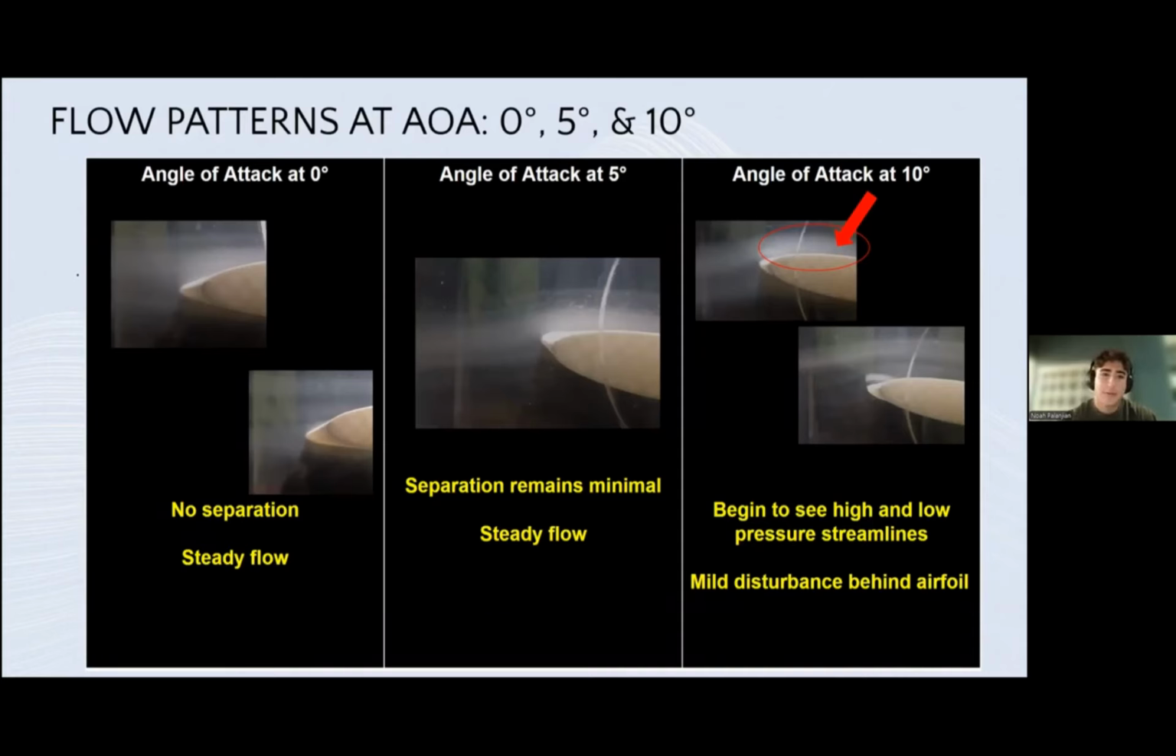At 5 degrees, separation still remains minimal and the flow is steady. The streamlines begin to curve at the tip of the airfoil, and lift is indicated by low pressure on the top surface and high pressure on the bottom.